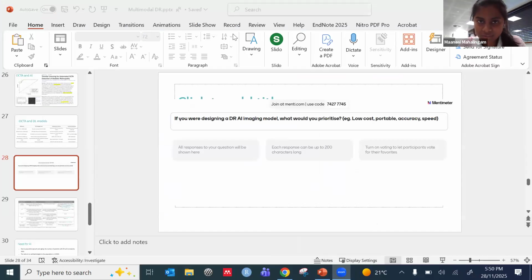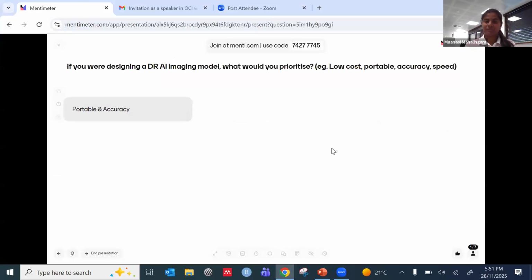Those who have joined recently, please, because there are a few people who have just joined. So you can log in. You can go on to menti.com and insert this code, and then you can answer the poll. Okay, I'm just gonna wait for 2-3 minutes for everyone to give an answer.